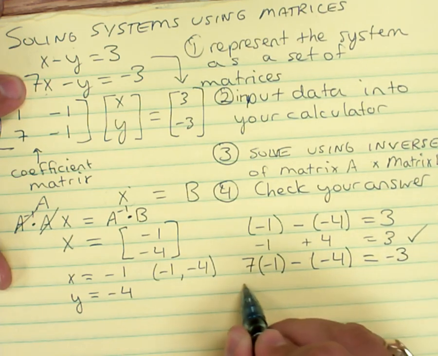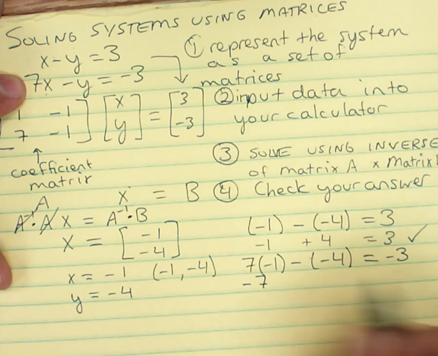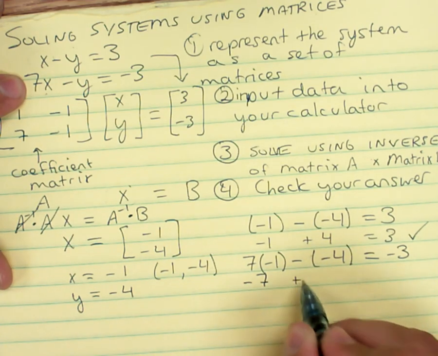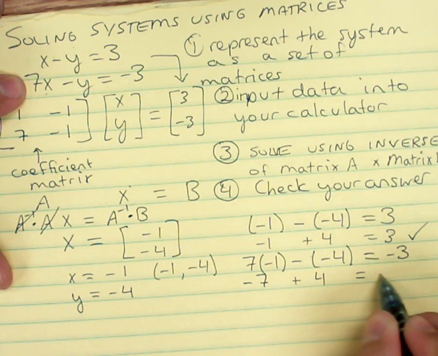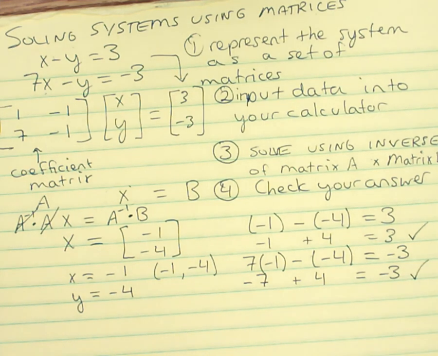So 7 times -1 is -7. Those two negatives result in a positive, and I believe that works. And there is your toolkit entry over solving systems using matrices.